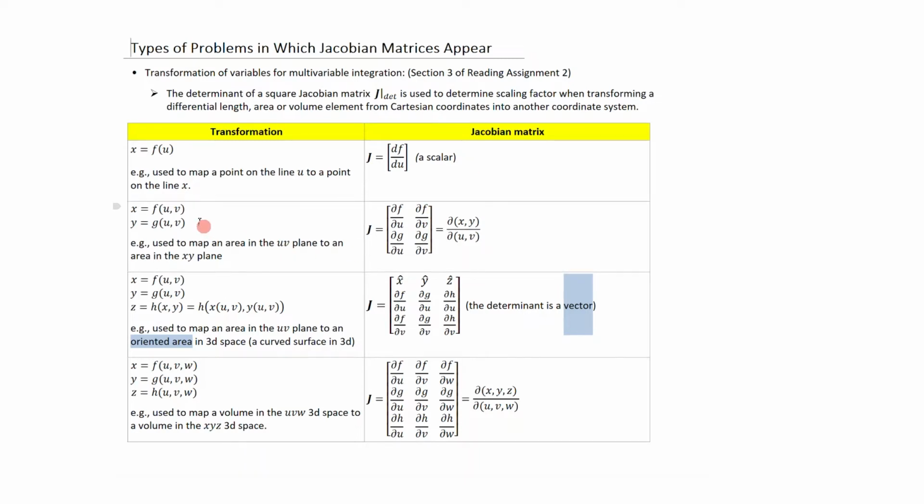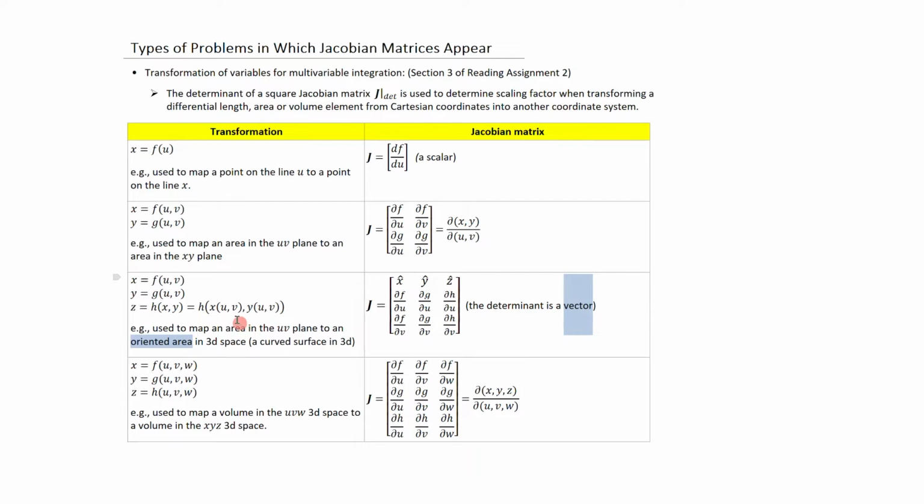But let's move to the notion of two variables. In this case, we're defining x in terms of two new variables, and y in terms of two new variables. Then we compute a Jacobian matrix. And what is this used for? It's used to map an area in the UV plane, because these are two new variables, to an area in the XY plane. We'll be discussing this more in subsequent lectures.